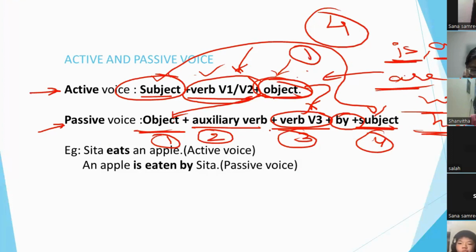Yes, ma'am. Yes, ma'am. Everyone. Yes, ma'am. Very important to understand. Yes. Ma'am, what if we need to change the passive voice into active voice, ma'am?